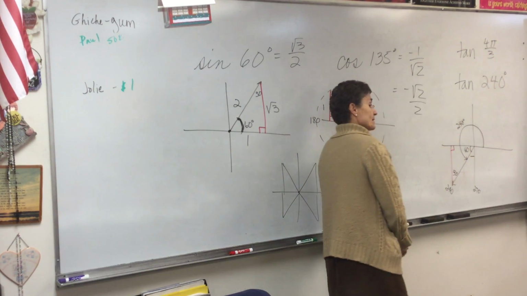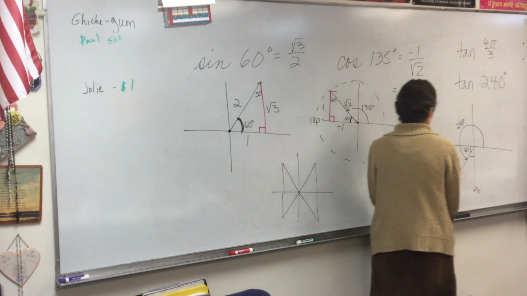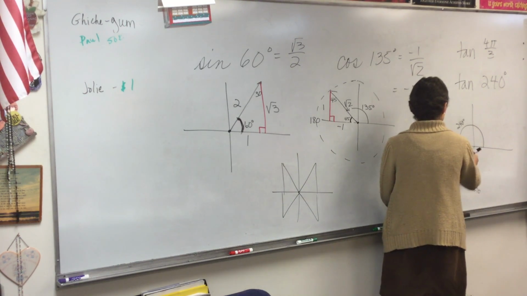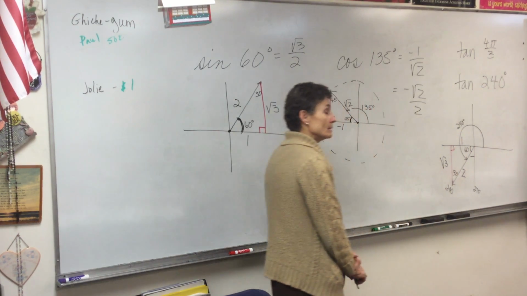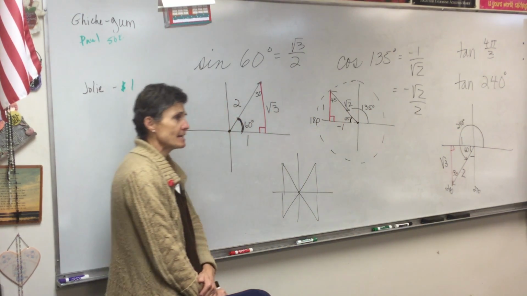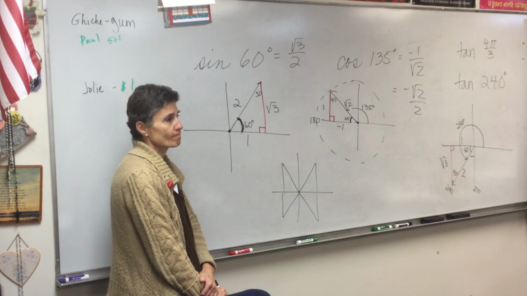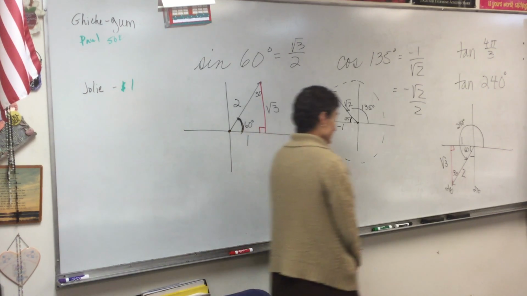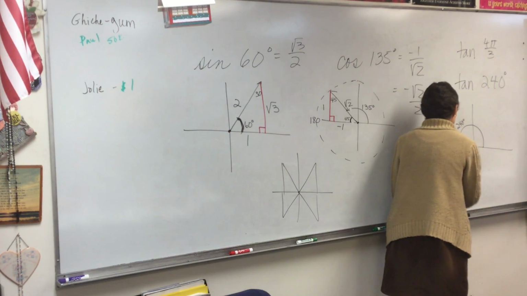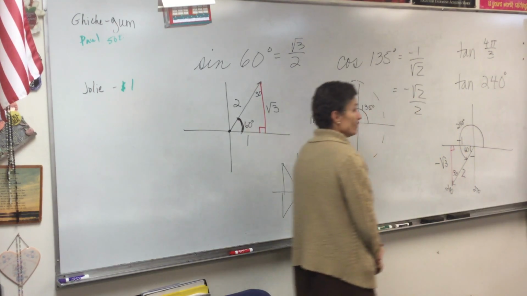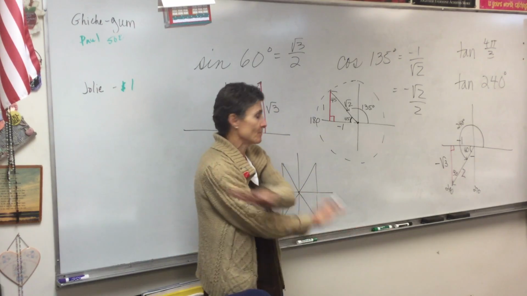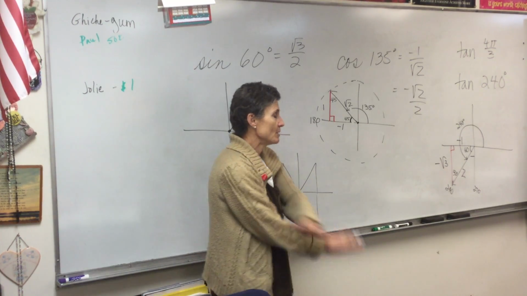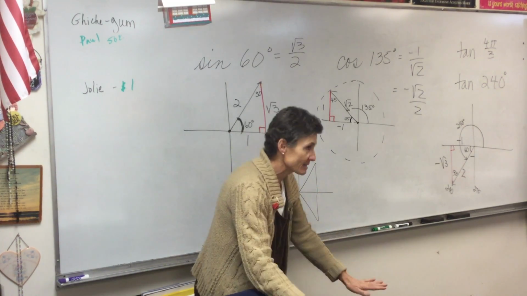So now I can label the sides of my triangle. Across from the 30 is 1, across from the 60 is root 3, my hypotenuse is 2. Anything negative in that picture? There's -1. The 1 is definitely negative, and the root 3 is negative. Will the 2 ever be negative? No. The hypotenuse is positive.